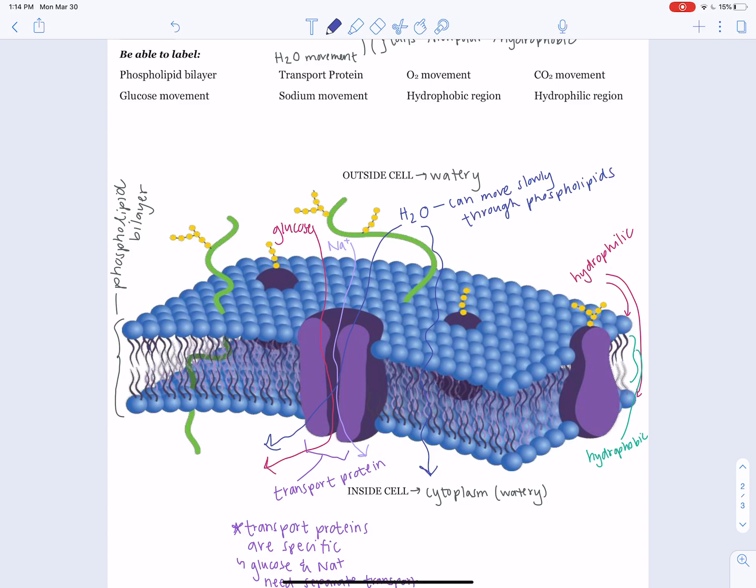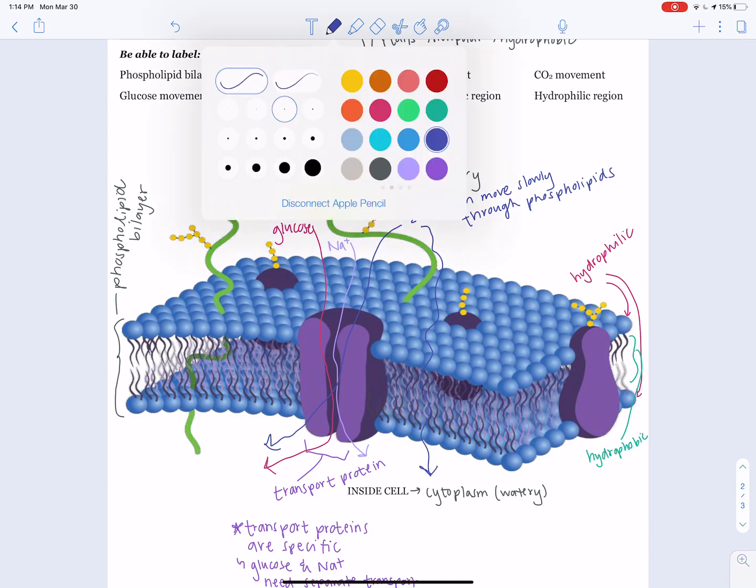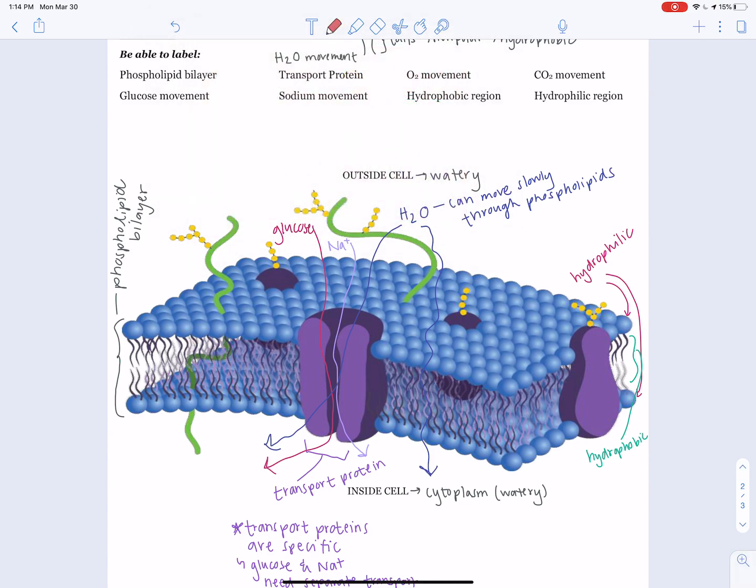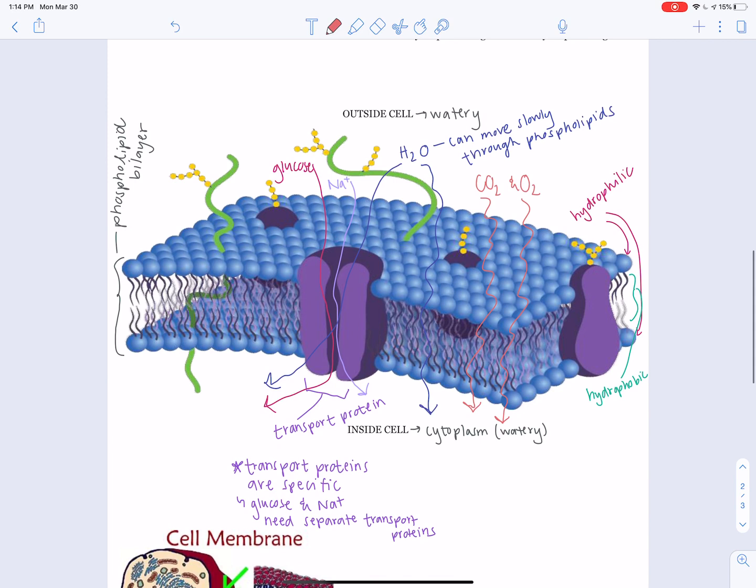Finally, the last two that we want to label are carbon dioxide and oxygen. And remember, CO2 and oxygen, they are both small and nonpolar. So they will both be able to just squeeze directly through the phospholipids. They squeeze directly through. Okay, so hopefully this makes sense for you, and you were able to label your diagram as such.